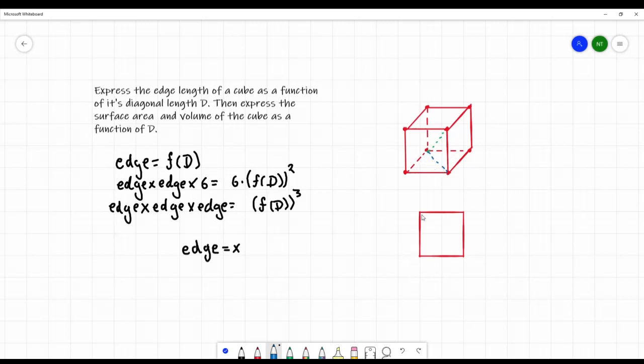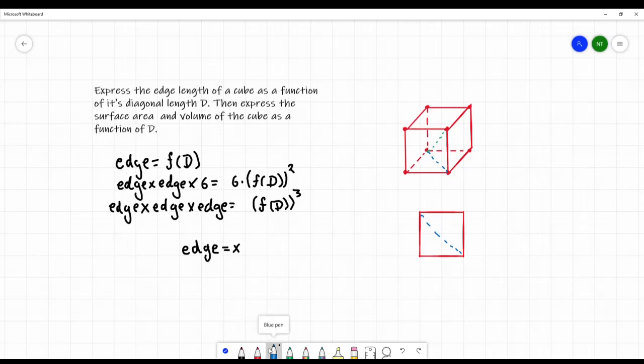So how are we going to find the diagonal of the base? Well, this is the base right over here, and let me draw the diagonal. You guys have an idea of how we can find the diagonal of the base? Pythagorean theorem again, right? So we could use the Pythagorean theorem twice in order to find the diagonal of the cube.